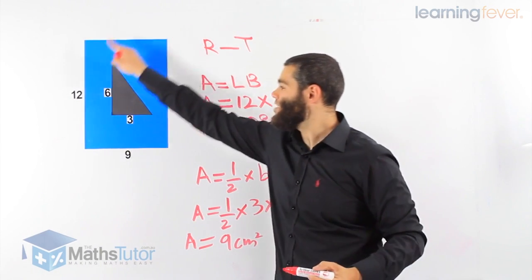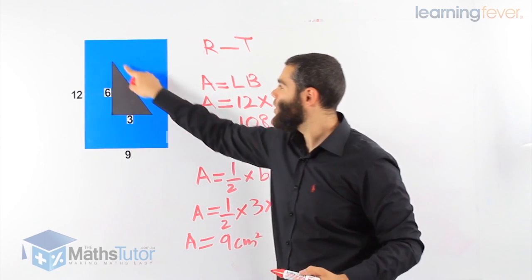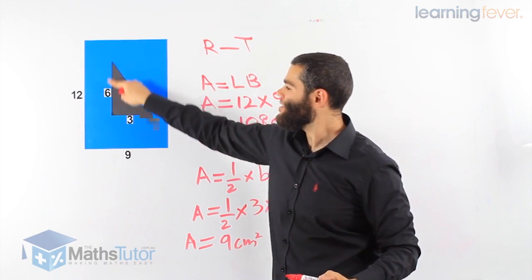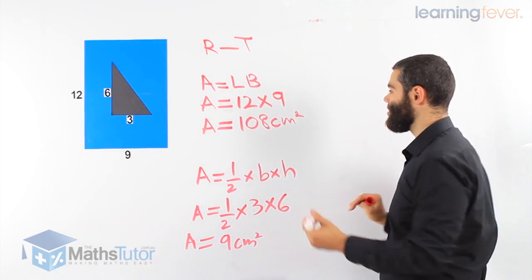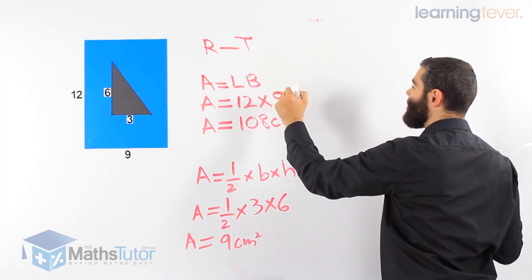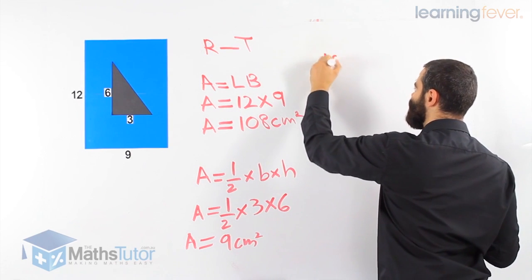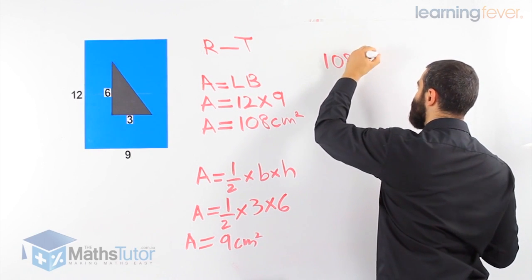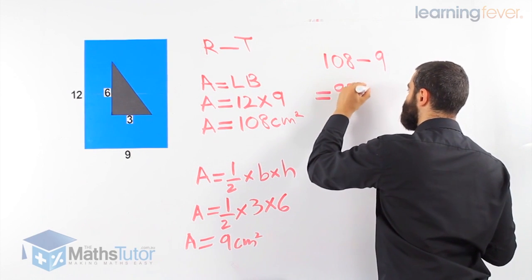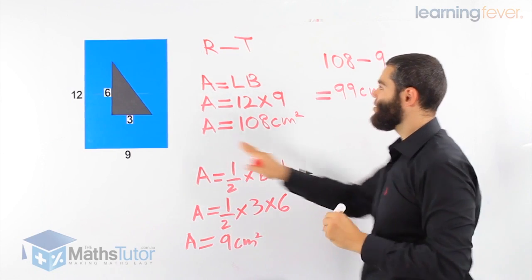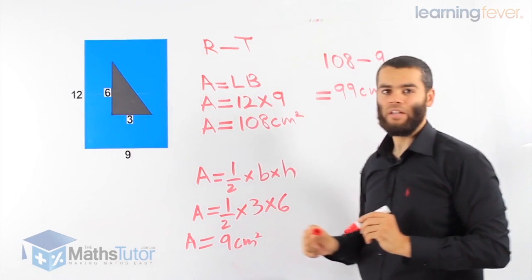So the total is 108. Take away the 9. We're going to be left with the blue region we're asked to find. So the rectangle, take away the triangle. The rectangle is 108. Take away 9. 99 square centimeters is the blue region only.